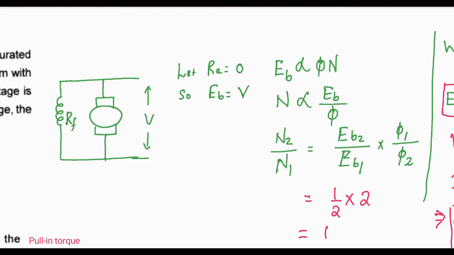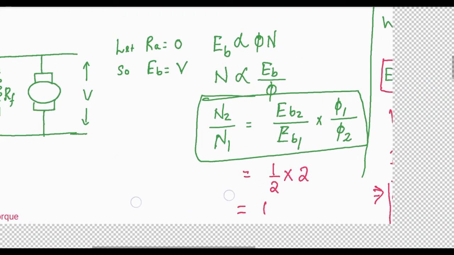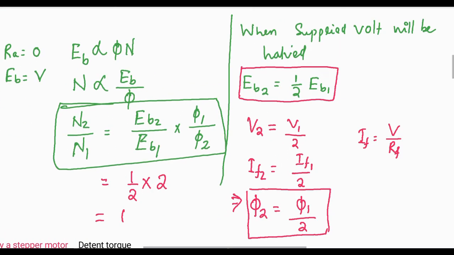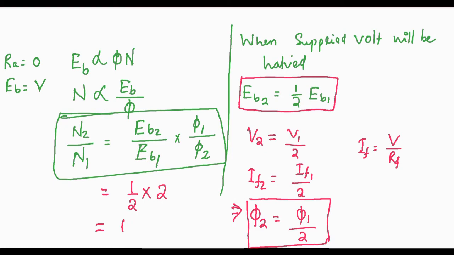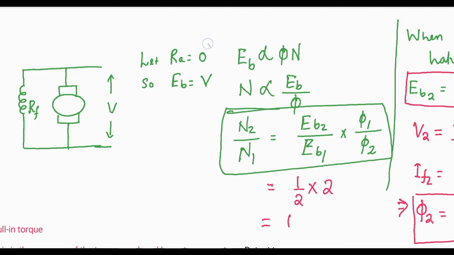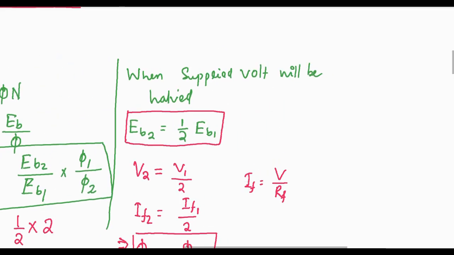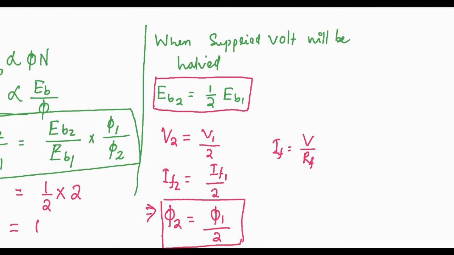So we can write that N2 by N1 is equal to EB2 by EB1 into phi 1 by phi 2. As it is given that the supply voltage will be halved, we are considering the armature resistance to be 0, so EB will be equal to V. So EB2 will be half of EB1, that means the supply voltage will be halved.